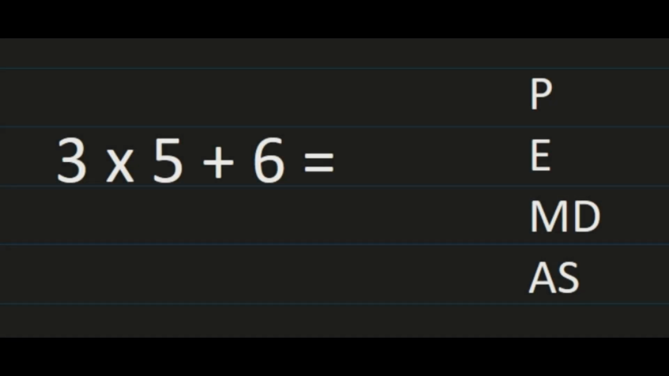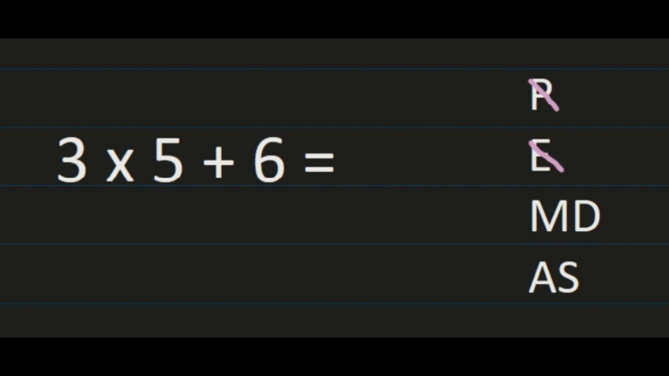For our first problem, we have 3 times 5 plus 6. I always recommend to my students to write PEMDAS, or whatever system you use, whether that be GEMS or something else, on the side, so you can mark out the steps as you do them. So looking at PEMDAS, we start with P, which is parentheses or grouping symbols, and I don't have any in this problem. E is our exponents. I don't have any exponents.